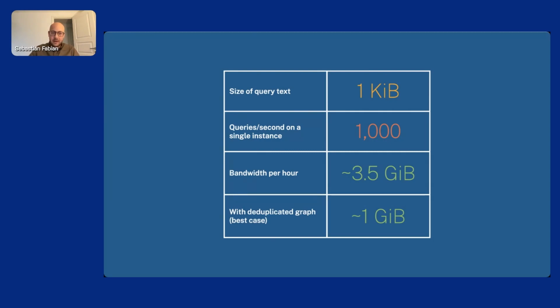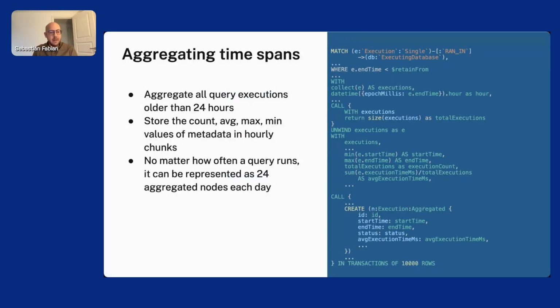With this deduplicated data model, adding all the attributes and adding all the numerical values, we get a bandwidth of about 1 gigabyte per hour. So this is quite a bit better, but maybe still not good enough, especially when dealing with longer retention times. So we went one step further, and we decided that after 24 hours, the individual query executions would no longer be available. Instead, we would aggregate it into a pre-aggregated data format.